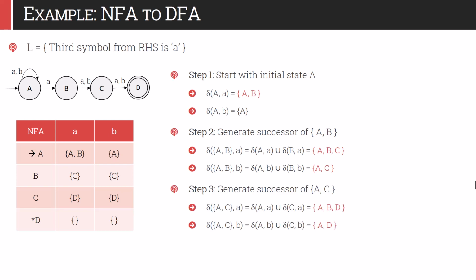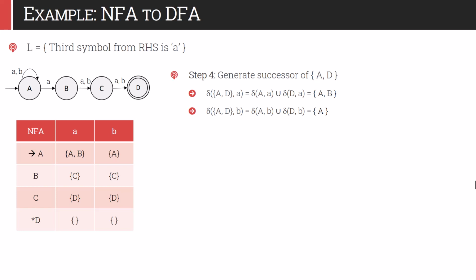Now we will generate the successors of state AC. On reading A, we go to state ABD from state A, and on reading input B from A, we move to AD. Now ABD and AD are again new states. ABC is yet to be processed from step 2. So we have 3 states which are not yet processed. Again, we can choose any one in random order. So let's process the AD state.